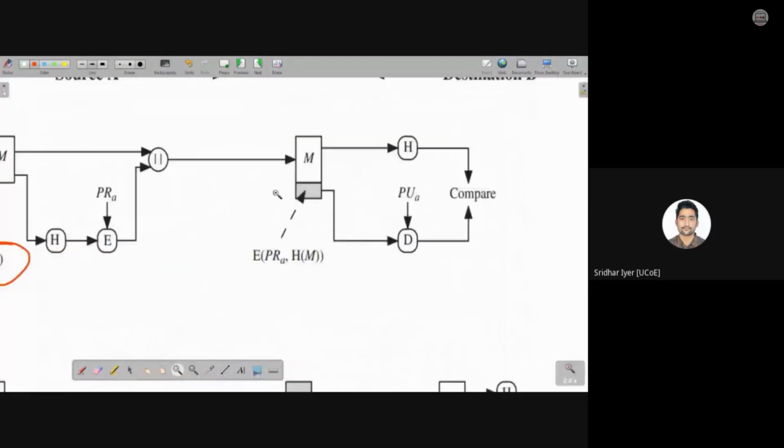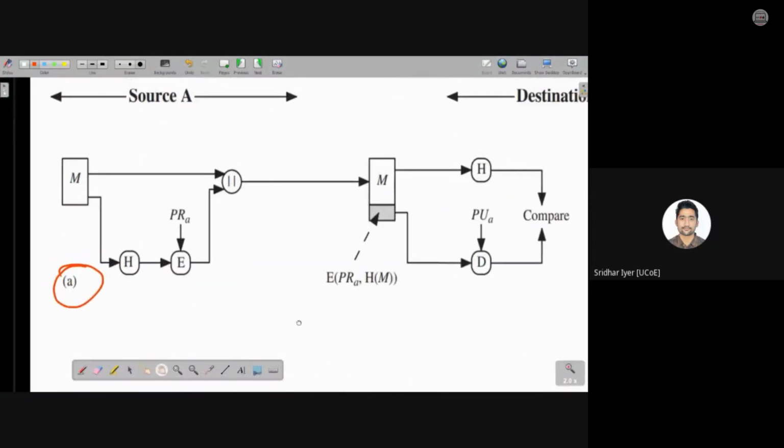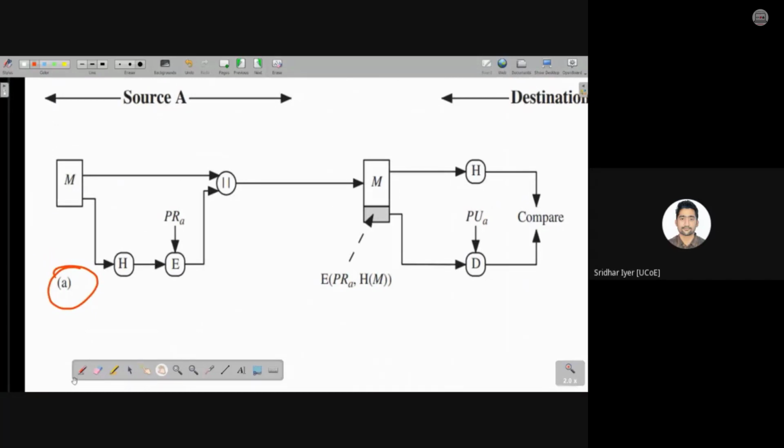Have a look at this diagram and let me know what is happening over here. There is a source, there is a destination, there is a message M, and we can try to compare this with the previous case, that is the message authentication code. So over here, what exactly is happening?